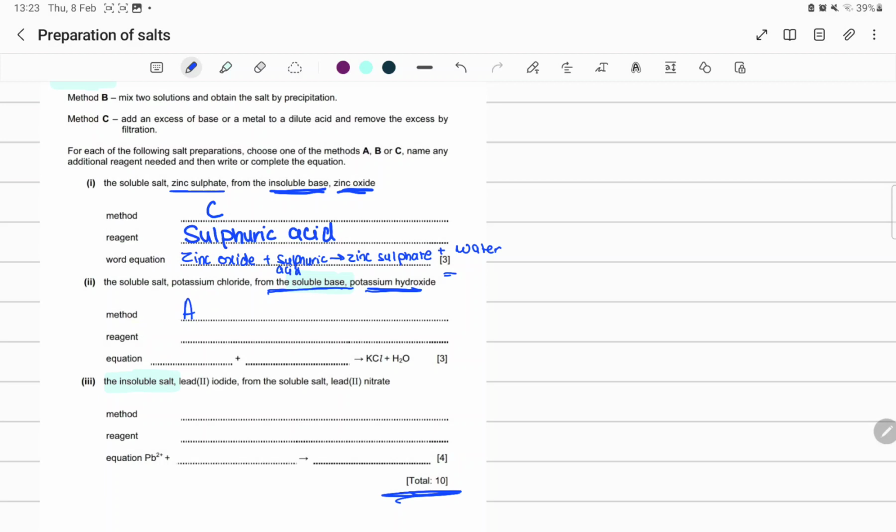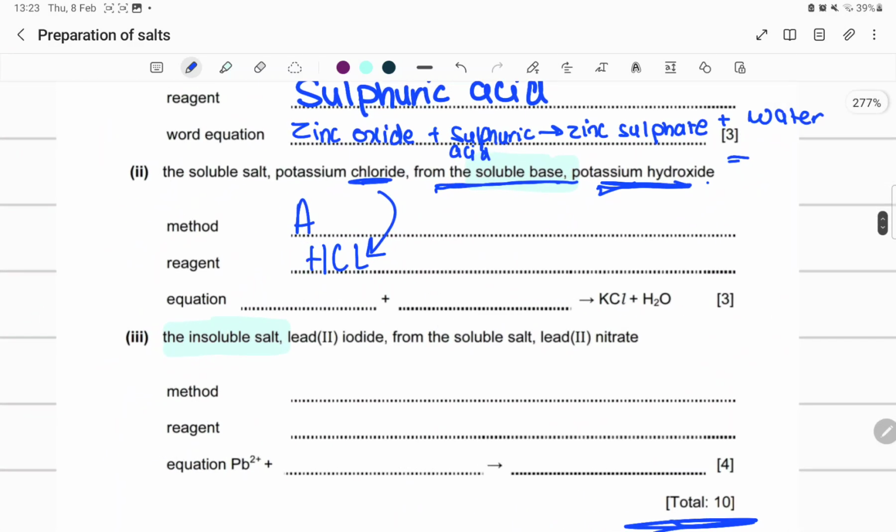And they have told us that potassium chloride is forming from the soluble base potassium hydroxide. And since we need chloride, then you're probably using the hydrochloric acid. So from the potassium chloride, we are getting the potassium from potassium hydroxide. That's check. Where are we getting the chloride from? From the hydrochloric acid. The equation.